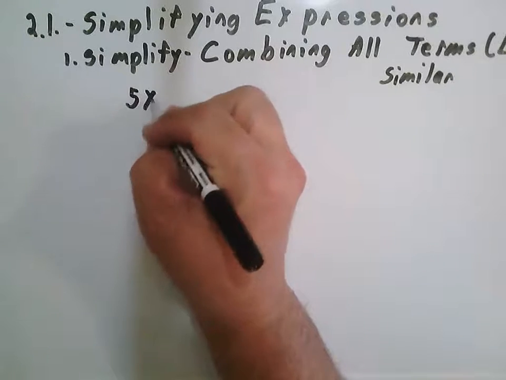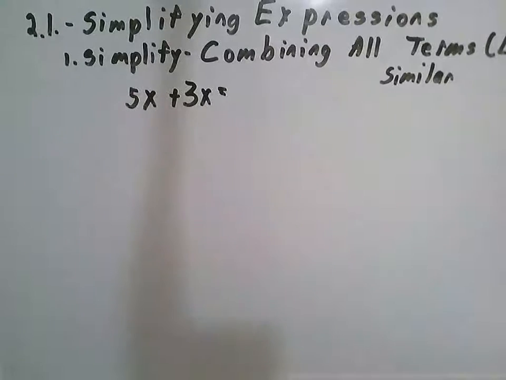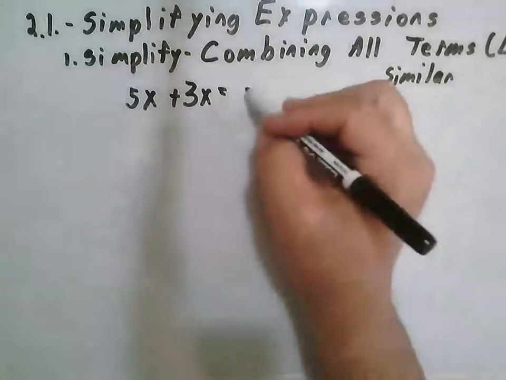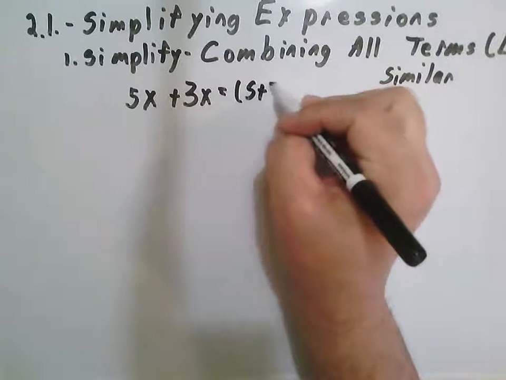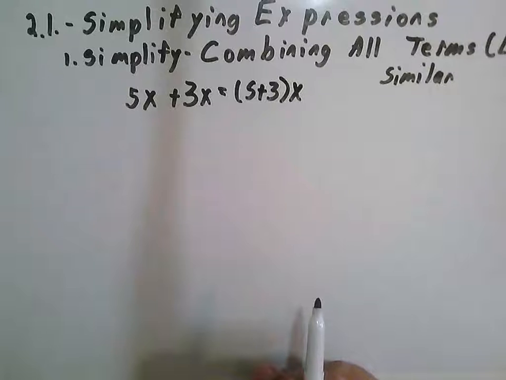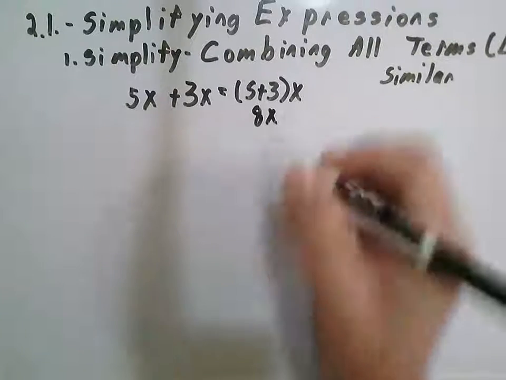If I had 5x and I wanted to add that to 3x, well, because these x's or these variables are exactly the same, then really it's rewritten to look just like this. 5 plus 3 and the x just remains the same. Same thing if you were counting pencils or pens. So with that in mind, 5 plus 3 is just going to give me 8x.